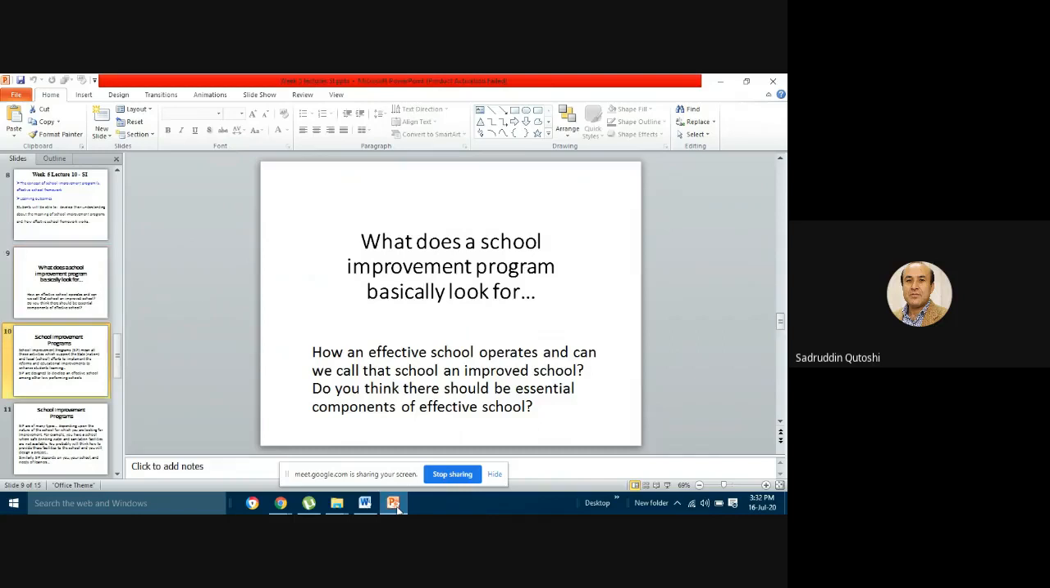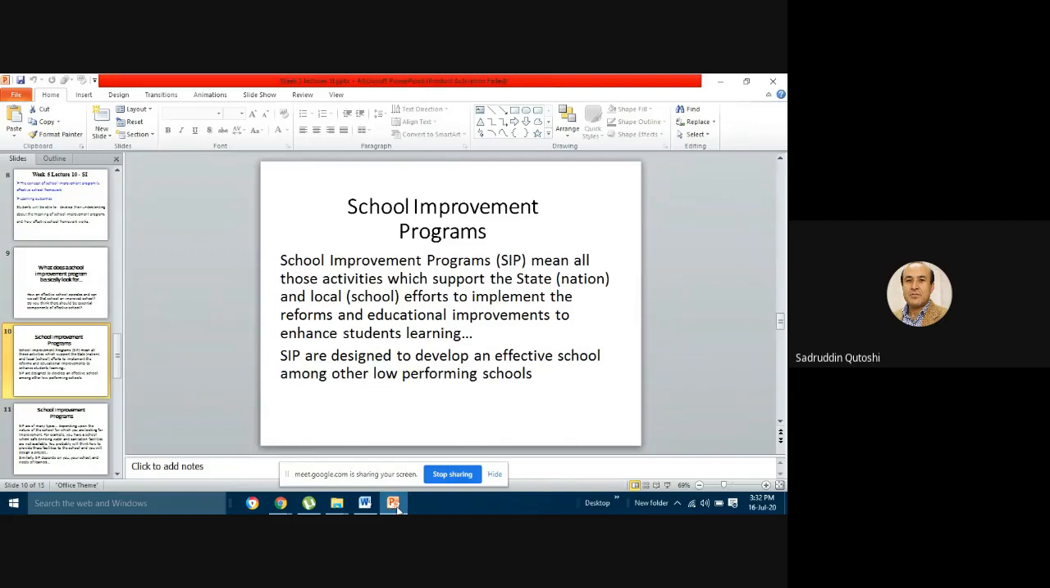And based on those missing elements in our school, we will think about a particular program. The program is a plan that enables us to bring those missing essential components into our school system, so that the school improvement program will help us to enhance our students' learning outcomes.